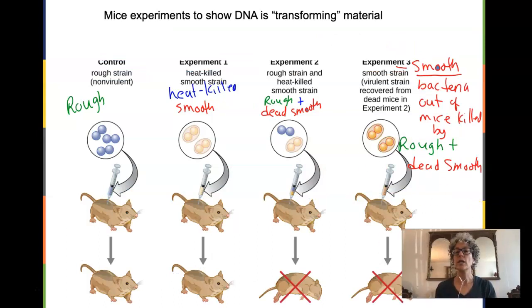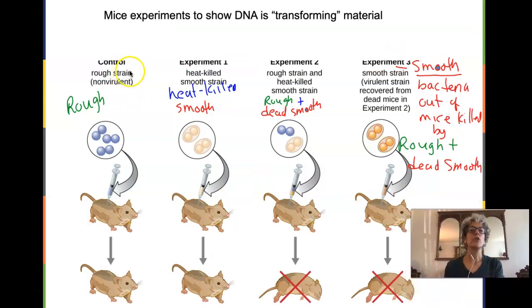This is a little more detail on that experiment. So if we have the control where we have the rough bacteria, we inject them, have a healthy mouse. The heat-killed smooth bacteria alone, just the heat-killed smooth bacteria, inject them, well, dead bacteria don't cause disease, healthy mouse. But if we had live rough bacteria plus dead smooth bacteria, and these are representing the rough ones, these are representing the smooth ones, but they're dead, inject them, oh dear, poor dead mousey.